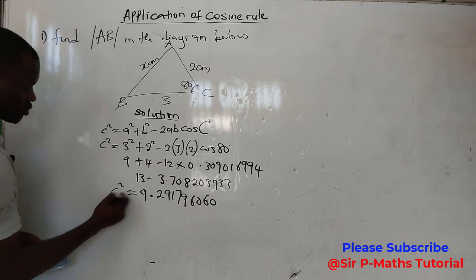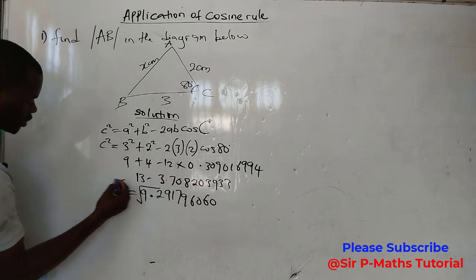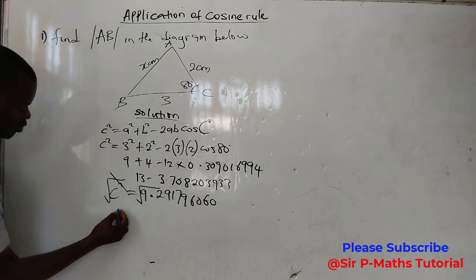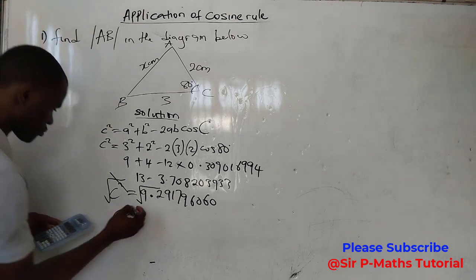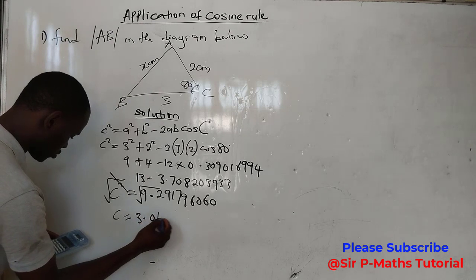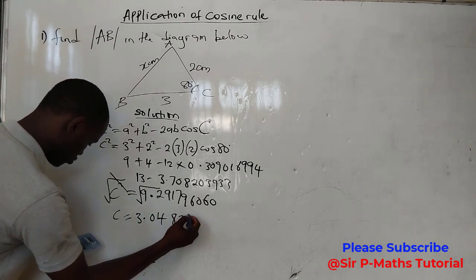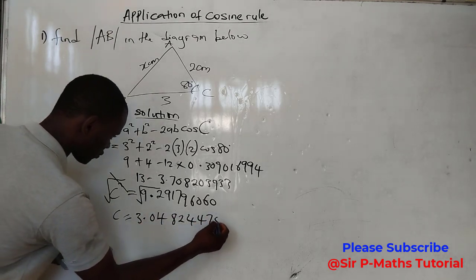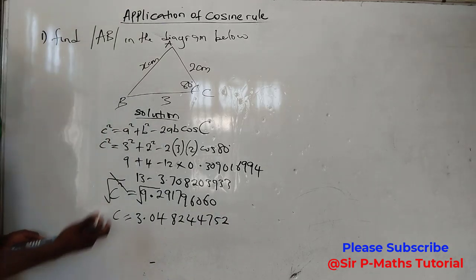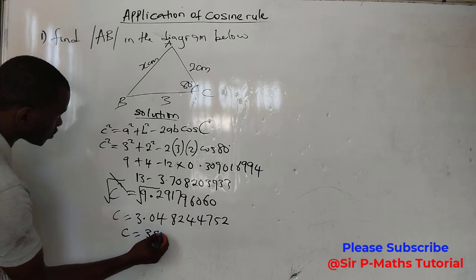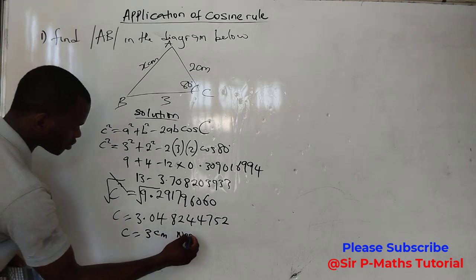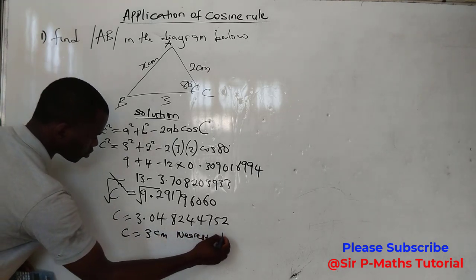9.291796060. Then to get C, take the square root of both sides. Square will cancel square root. My C will now be equal to 3.048244752. Let's approximate to the nearest whole number. I will have C equal to 3 cm, to the nearest whole number.